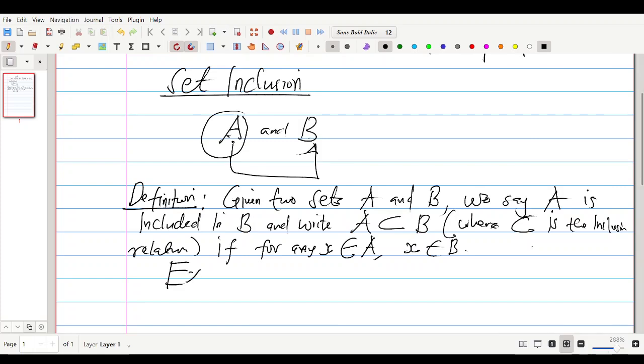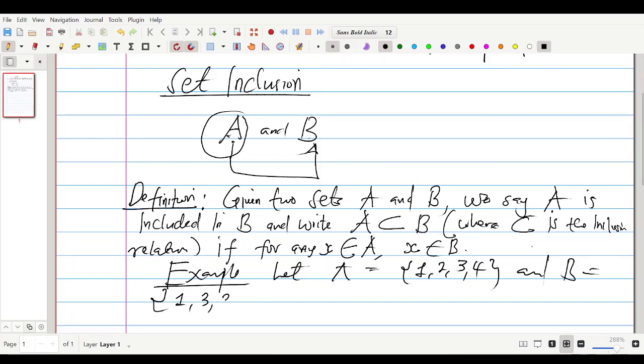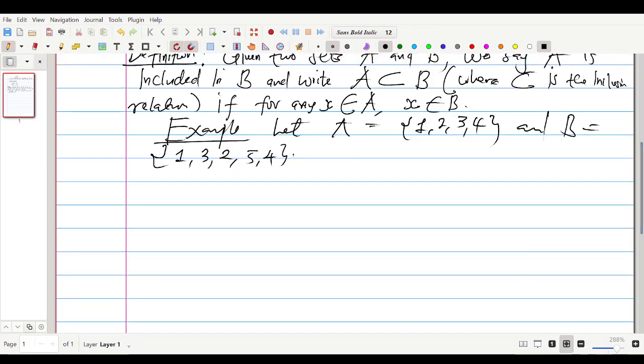Example: Let A be equal to {1, 2, 3, 4}, for example, and B be equal to {1, 3, 2, 5, 4}. Okay, now I want to ask you a question. Look at these two sets I've given to you. Is set A a subset of B? That is, is set A included in B? The answer is, of course, yes. Why? Because every element in A is also located in B.